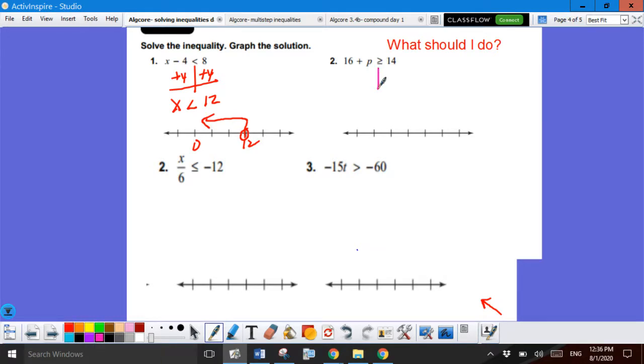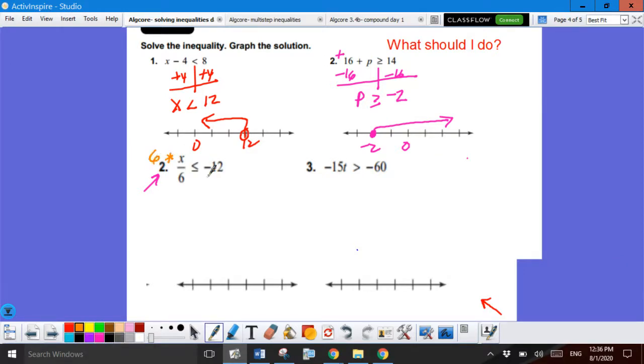Okay, let's look at the next one. I got to move the 16. Well, that's a positive 16, so the opposite is going to be subtraction. So p greater than or equal to, that's going to be a negative 2. So 0 and negative 2, closed circle to the right. Okay, why don't you hit pause and see if you can solve this next problem. Okay, let's see how you did.